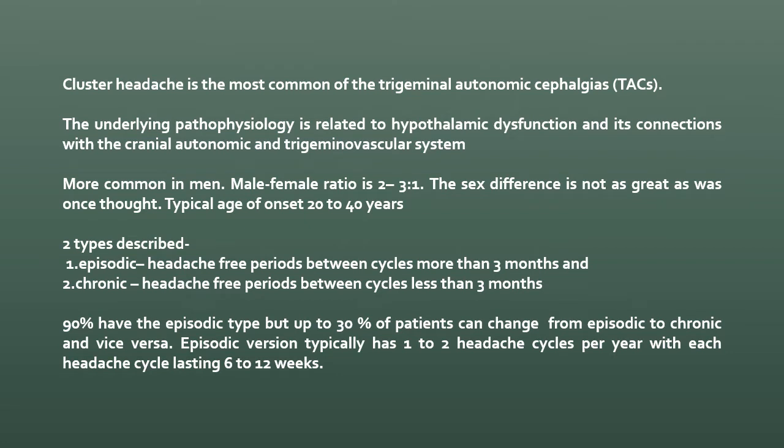Two types are described: episodic, where headache-free periods between cycles are more than 3 months, and chronic, where headache-free periods between cycles are less than 3 months. 90% have the episodic type, but up to 30% of patients can change from episodic to chronic and vice versa. Episodic version typically has 1 to 2 headache cycles per year, with each headache cycle lasting 6 to 12 weeks.